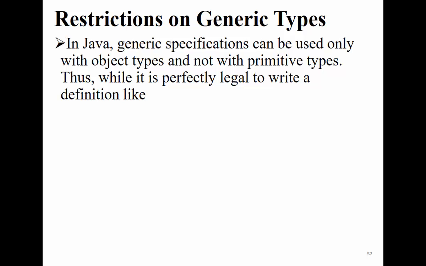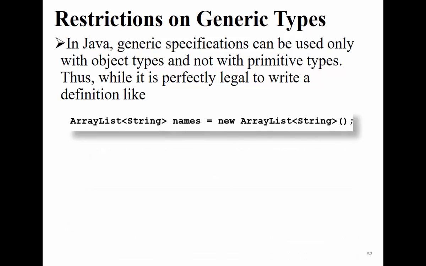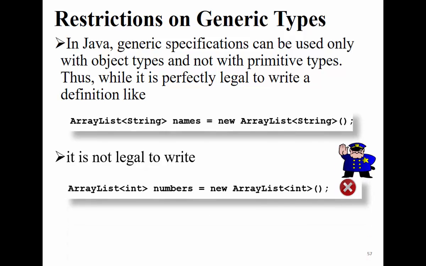So the restriction on the generic, and we discussed this in the previous lecture, is about this: you see here, we define the array list of a string. We create a new object of an array list. This is illegal if we write array list of integer. Why?